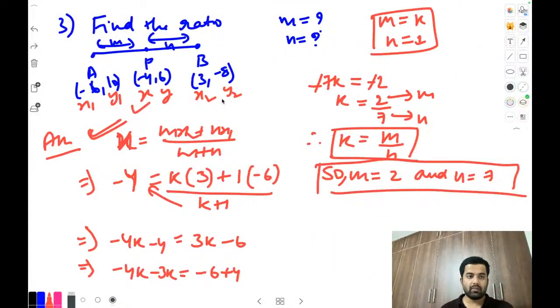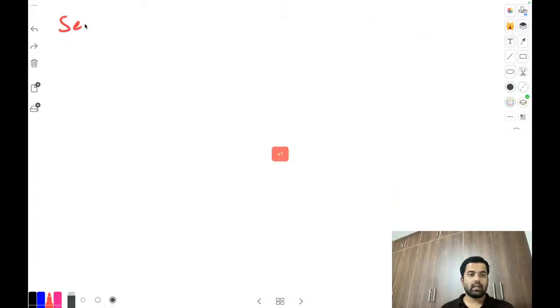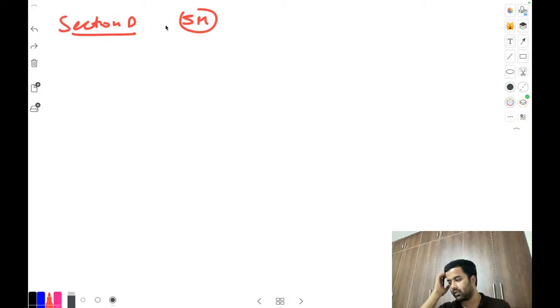Now let's switch to section D, the last one. Now maybe I hope you're getting it, where to apply the distance formula and where to apply the midpoint. Now let's go for the 5 marks question. Actually, this particular question 5 never used to come that much, maximum 1 or maybe not even. Okay, so let's try something.